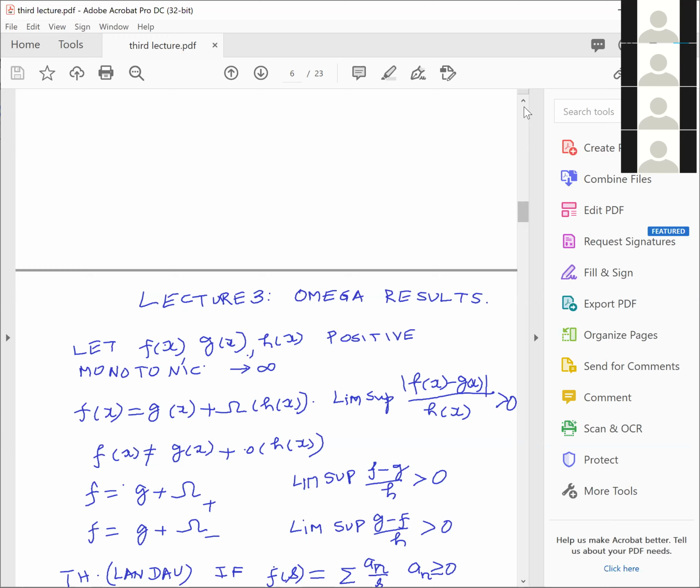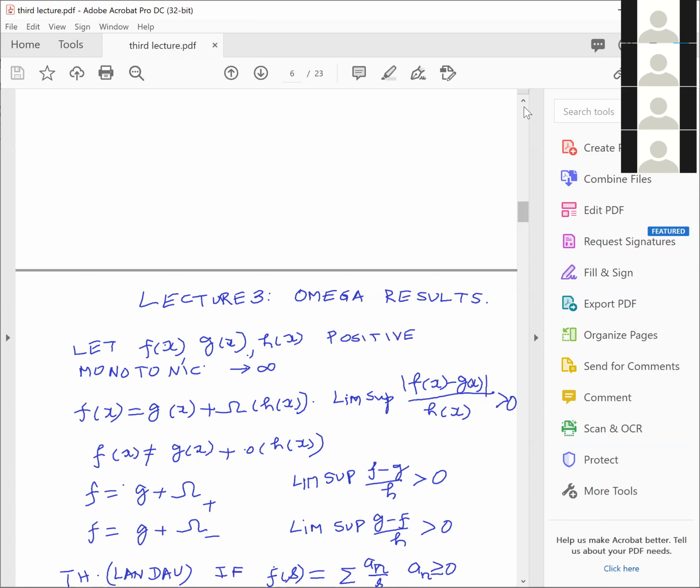On the other hand, there are results which say that this error term cannot be very small. That is what is called an Omega result, which means that f of x cannot be equal to g of x plus little o of h of x. So for this h of x, you cannot make it very small. Then you have an Omega plus, which means that f minus g is positively large. And then you have Omega minus, which means that f minus g sometimes can be negatively large. Okay, this is what the Omega results mean.